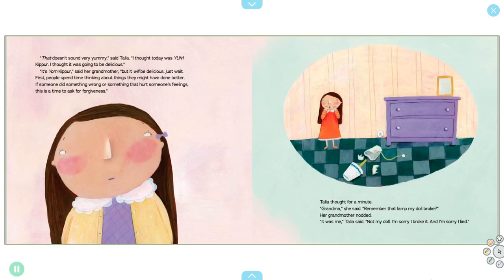Just wait. First, people spend time thinking about things they might have done better. If someone did something wrong or something that hurt someone's feelings, this is a time to ask for forgiveness. Talia thought for a minute. Grandma, she said, remember that lamp my doll broke? Her grandmother nodded. It was me, Talia said, not my doll. I'm sorry I broke it. And I'm sorry I lied.